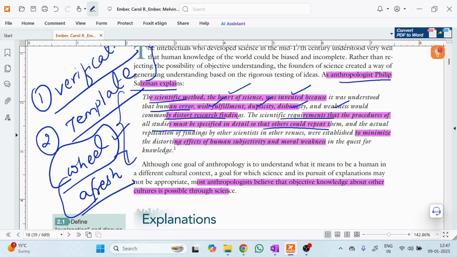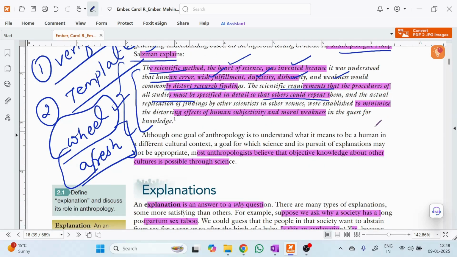And then the other need for a scientific method is to eliminate all forms of human subjectivity. And it happens that if procedures are not established and if procedures are not specified, then human subjectivity can either contaminate or distort the matters or the findings. So this is it.